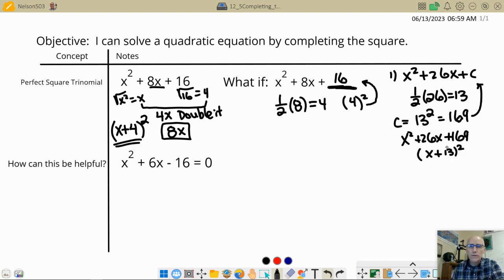So completing the square is not difficult, all right? How can it be helpful in solving a quadratic equation? That part isn't very difficult either, okay?